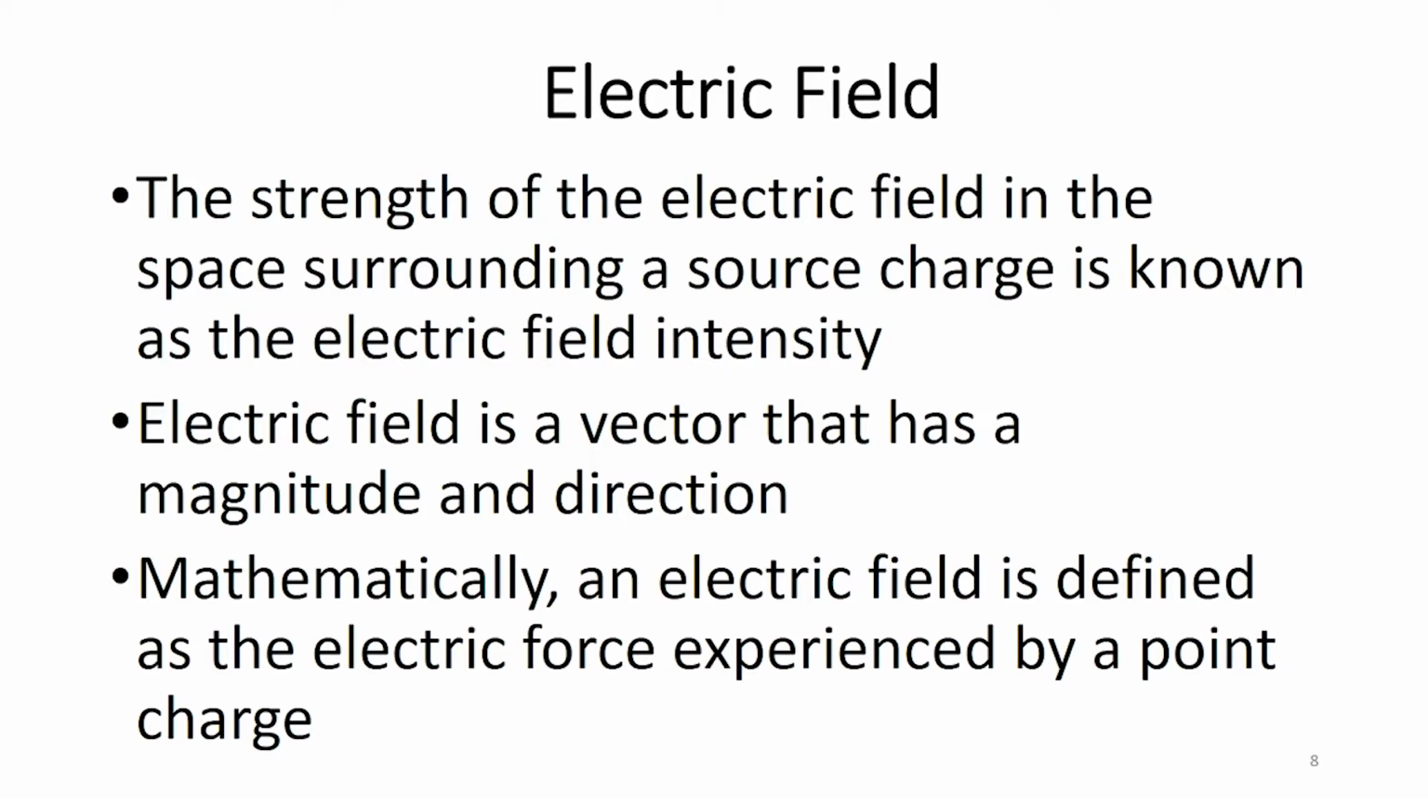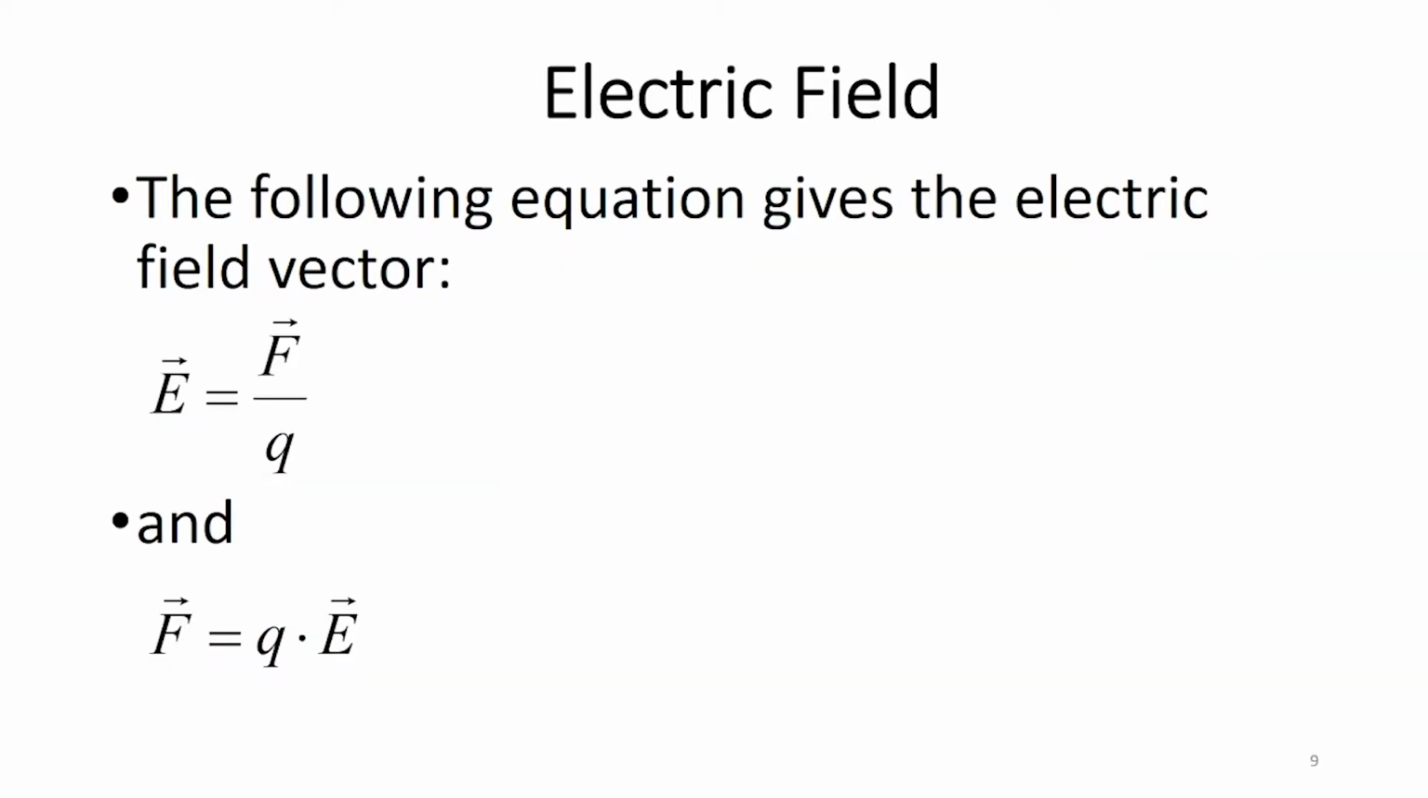The strength of the electric field in the space surrounding a source charge is known as the electric field intensity. Electric field is a vector that has a magnitude and direction. Mathematically, an electric field is defined as the electric force experienced by a point charge. The following equations give the electric field vector: E, which is the electric field, equals F divided by Q. F is also a vector, the force. And thus, F equals Q times E.